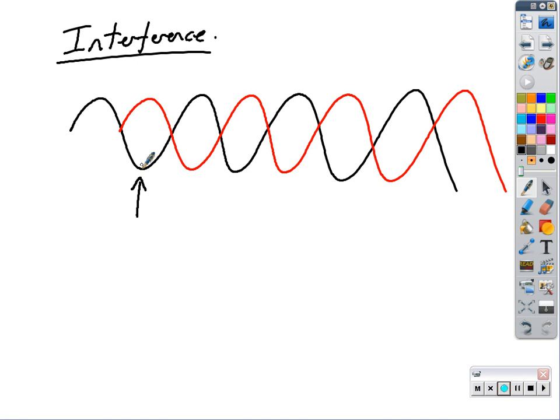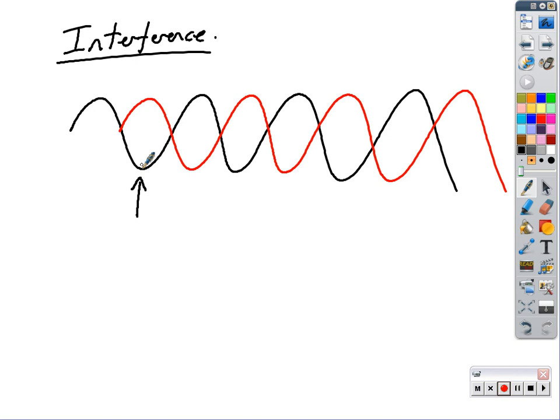Don't know. Take a positive part of a wave, say it's positive 5, and put it together with a wave that's negative 5. Dylan, what are you going to get? Positive 5, add negative 5. Nothing. 0. You get 0. And that's called destructive interference, where they completely and utterly destroy each other.